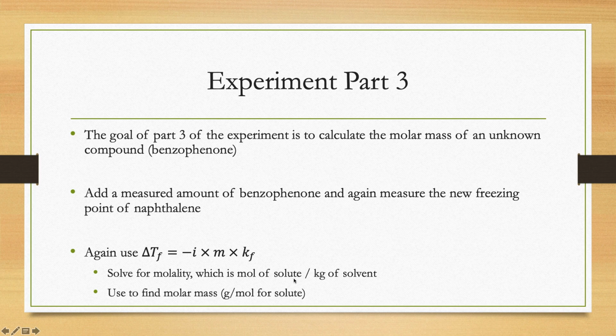But since we know the actual kilograms of solvent, or really the mass of naphthalene we're going to use in this part of the experiment, and we can calculate the molality from this equation, we can actually figure out how many moles of our solute must have been added to our test tube. And then if we know how many moles were added, and we have the original mass of the benzophenone that we add to our solution, then if we just take the mass of our benzophenone divided by the moles that must be in our solution, now we can find our molar mass.